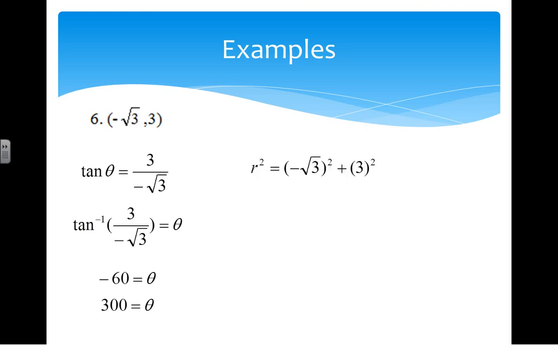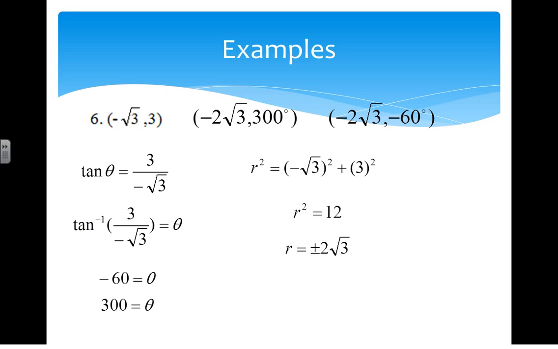Now let's go after the r. R squared equals x squared plus y squared. You do that, you get r squared equals 12. Make sure you know how to simplify a radical. And now let's think about it. Negative, positive means I'm where? If you were going to use the negative 60 angle, you're going to need the negative 2 root 3, because either way, you're in the fourth quadrant here.